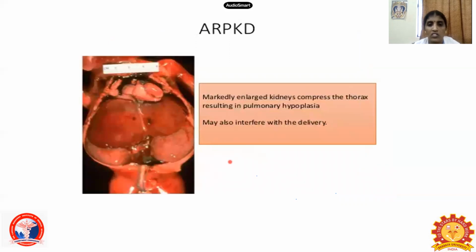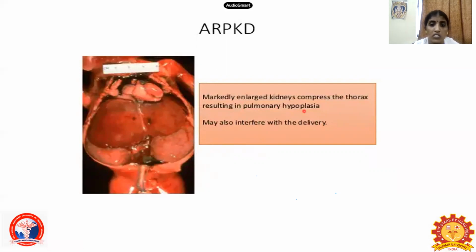Grossly, as I told, it can manifest as perinatal, infantile, juvenile and so on. Especially in perinatal and neonatal cases, you can see the kidneys are enlarged, so they compress the diaphragm and can produce pulmonary hypoplasia. It prevents the expansion of the lungs.